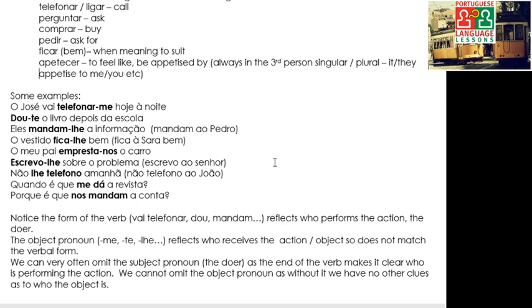Okay, and therefore also the object pronoun does not usually match the form of the verb, the subject pronoun, unlike the reflexive verbs. Okay, so there you go. Indirect object pronouns, that's their technical name. Me, te, and lhe in European Portuguese.